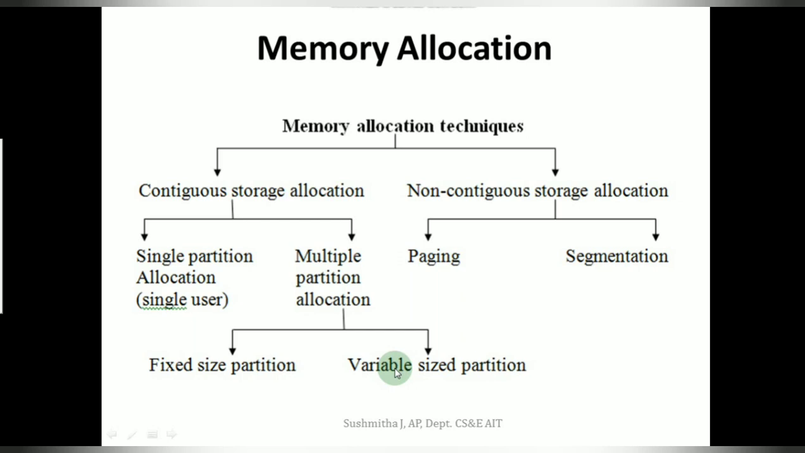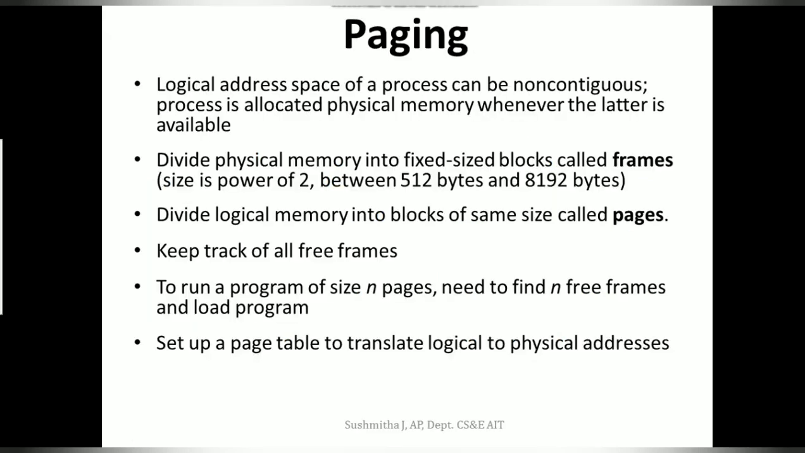Now let us see how we could handle the process with non-contiguous memory allocation. Paging is a memory management scheme that permits the physical address space of a process to be non-contiguous, and it also resolves the problem of fragmentation. How could paging be implemented? It is handled by the hardware and the operating system.